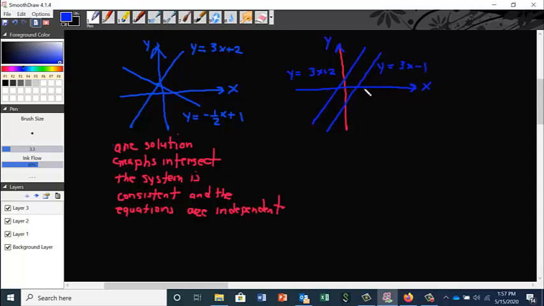As you see, the slopes are the same. So you have two parallel lines, and they'll never intersect. So if they never intersect, there'll be what? No solution. The graphs are parallel. Graphs are parallel. What else? And the equations are independent. Okay? Equations are independent. Everybody see that?